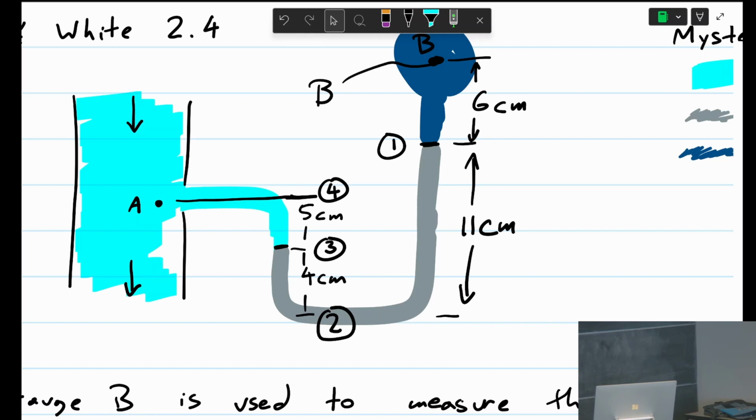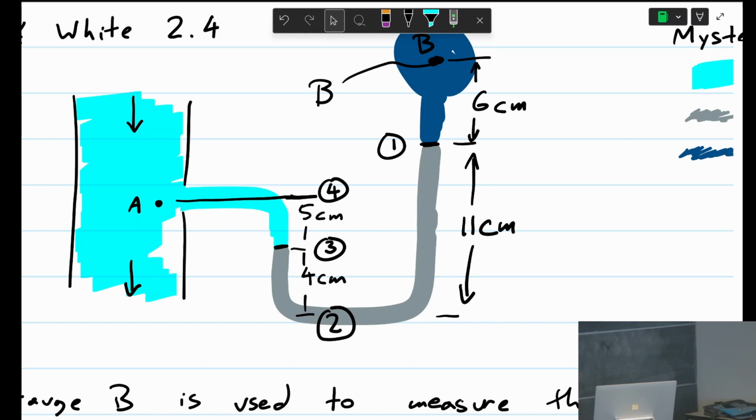Then our fluid properties will change, and we'll go from 3 to 4. Since 4 is the same level as point A, it's going to have the same pressure as point A. So you can assume that even though the flow in A is moving, the pressure along that line is the same as the pressure at 4.